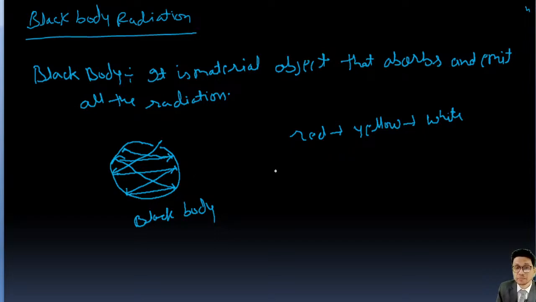Because in classical physics, what we consider is that energy is continuous, and because of this we were not able to explain black body radiation. So we need to think of energy in a different way to explain black body radiation. But before that, I will make the black body spectrum.